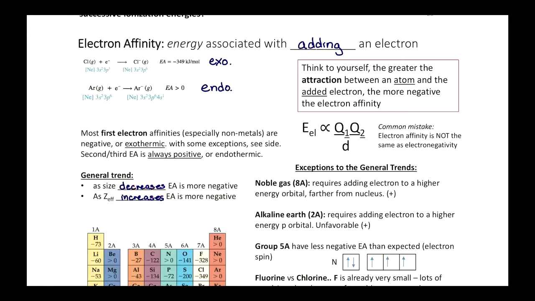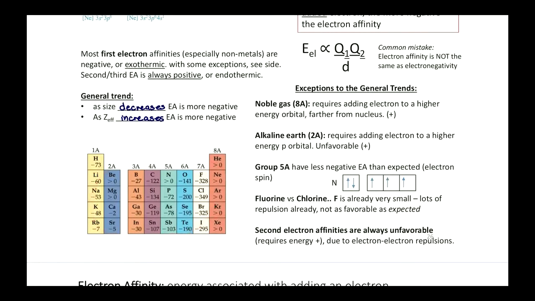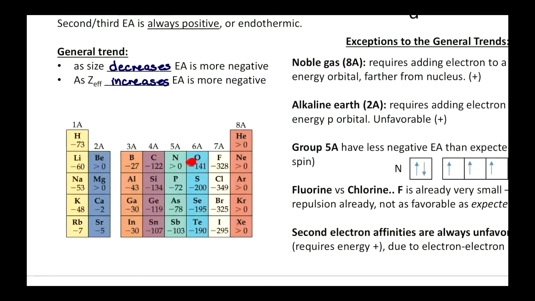So as size decreases, electron affinity is more negative, that the magnitude becomes bigger. Also, as Z effective increases, so higher attractions of that electron, you also get a negative electron affinity here. And so here are some values for different electron affinities. So we see that some nonmetals over here have very low negative electron affinities.